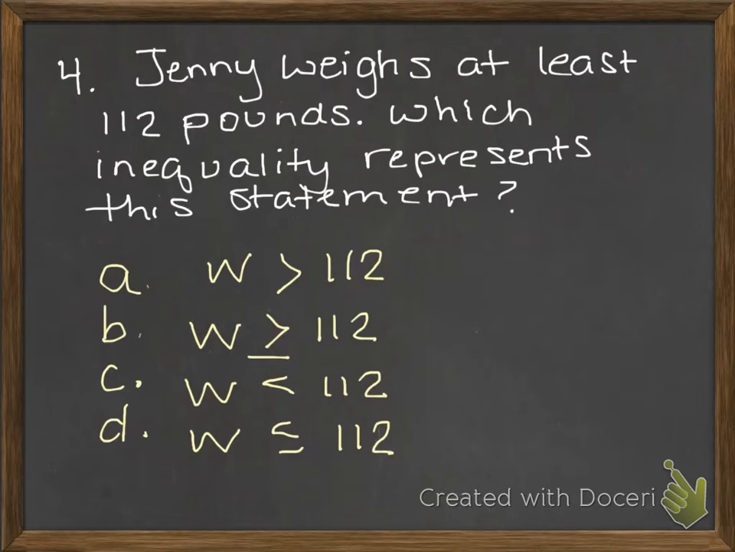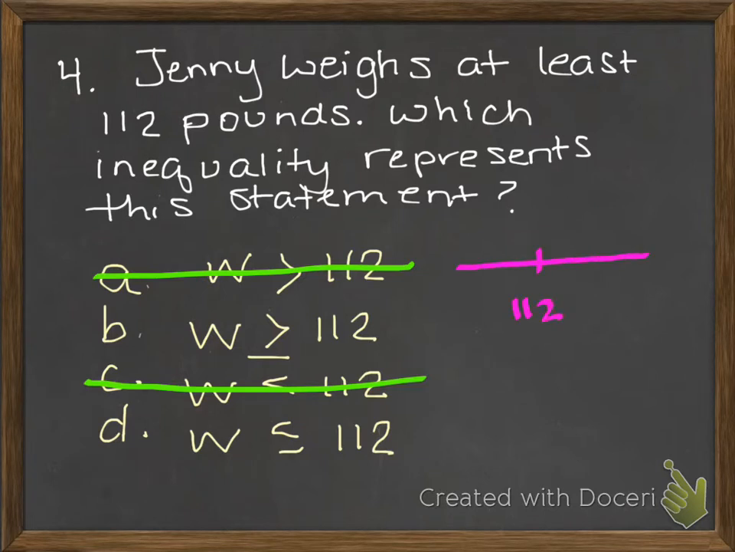So immediately we can go ahead and cross out any of the answers here that do not have that little underline that says equal to, because we know that if she's at least 112 pounds, she can also be 112 pounds. So now you only have B and D to choose from. You could even make yourself a little number line: this is 112, this is 113, and this is 111. If she's at least 112 pounds, it's going to be a closed dot. That's why we marked out A and C.